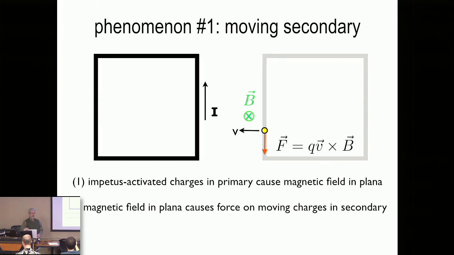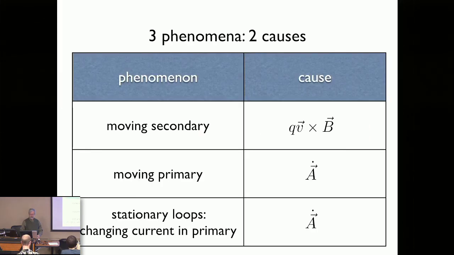Yes, sir, Mr. Miller. Go back a slide. Yes. To the chart. Oh, to the chart? Yeah. Thank you.